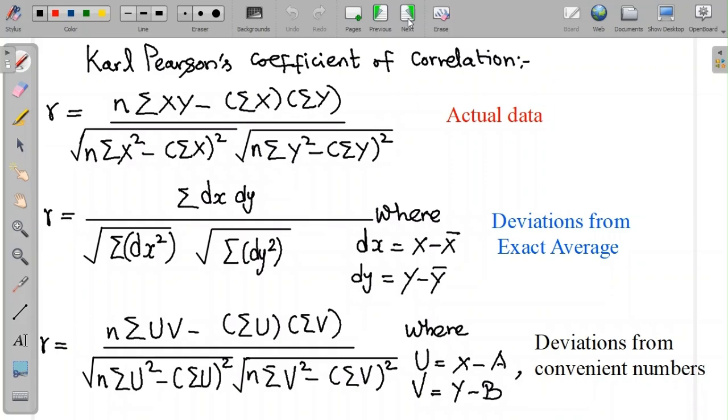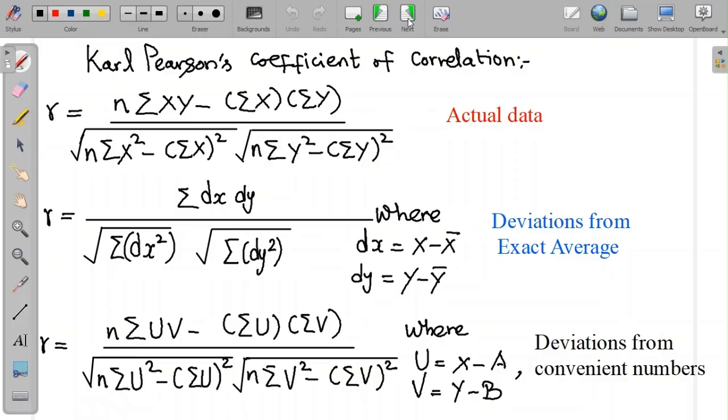If we take the actual data as given in the problem, we have the first formula where we find five quantities: summation of all values of x, summation of all values of y, summation of all values of the square of x, summation of all values of the square of y, and summation of the product of the values of x and y. This is when the actual data is taken as they are given. However, if the data appears to be too large, like more than three digits or so, finding the squares or finding the product of these numbers may become a little tedious.